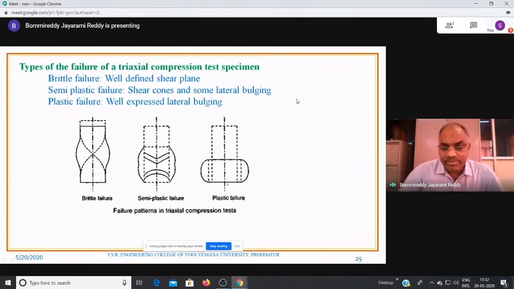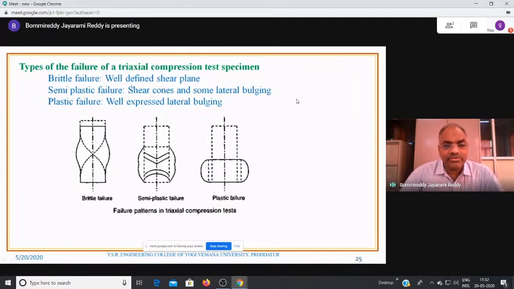Whereas another one is plastic failure. Before failure, large deformation takes place. Considerable deformation takes place before failure, then that failure is called plastic failure. So these are the three different failures associated with the soil sample.